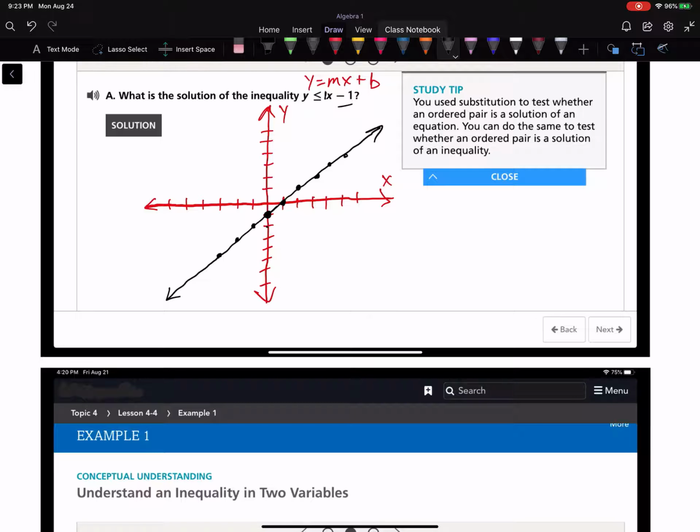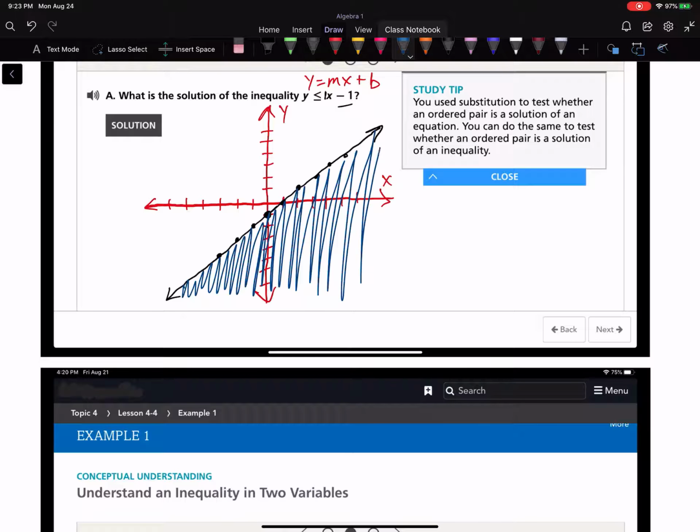And here's the inequality part. It's less than, so that means I want to shade. Greater than means you shade above the line. Less than means you shade below the line. So every point that's below this line is a solution to that inequality. Just for example, this would be a point that's a solution to the graph.